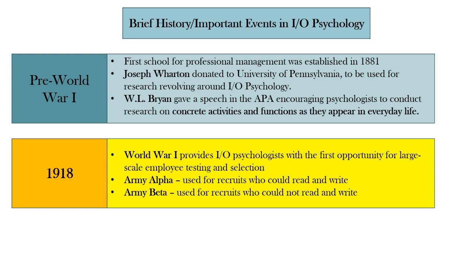Okay, so pre-World War, the first school for professional management was established in 1881. And also, Joseph Wharton donated to the University of Pennsylvania an amount of money to be used for research revolving around industrial or organizational psychology. Okay, another person who is prominent pre-World War I is W.L. Bryan, who gave a speech in the APA encouraging psychologists to conduct research on concrete activities and functions as they appear in everyday life.